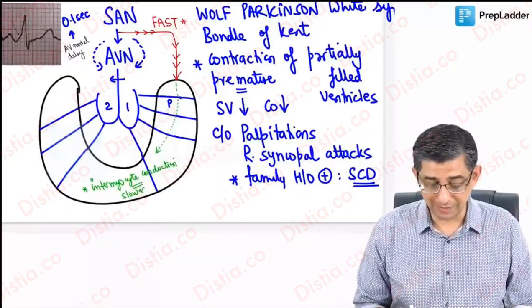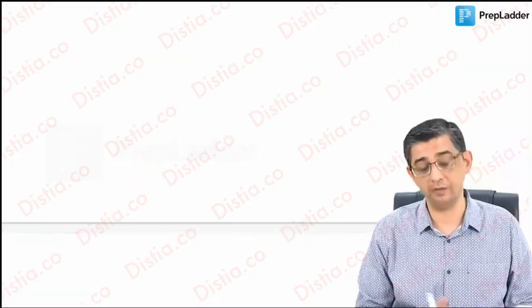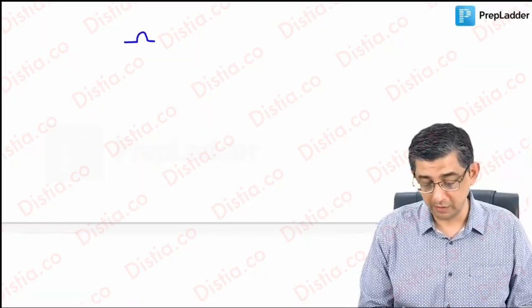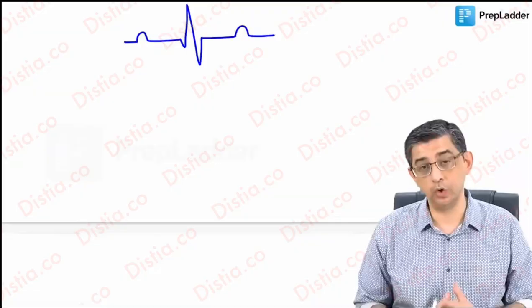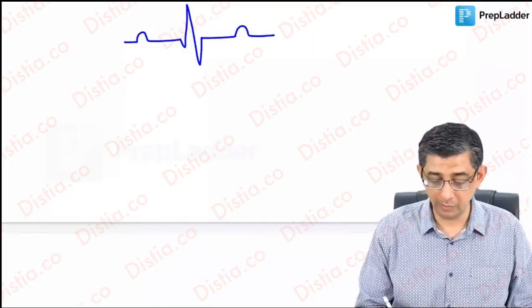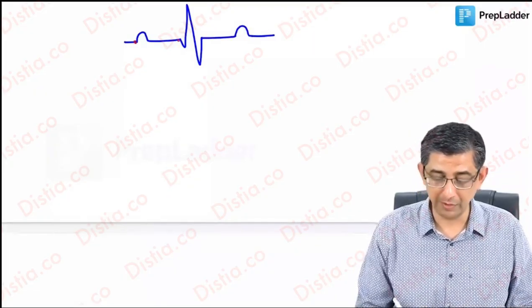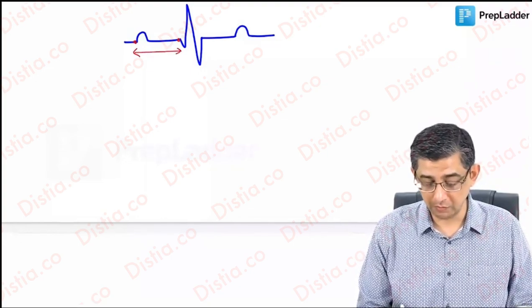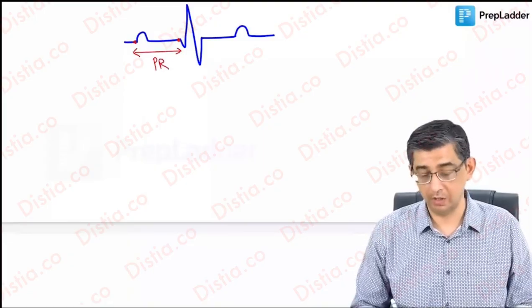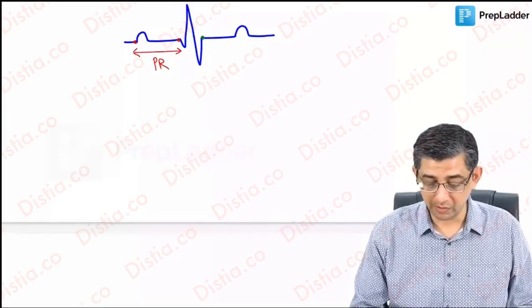So let's just make sense of this from the ECG perspective. What I have highlighted before you at the moment is perfectly normal. I've just tried to make it a little broader than what it normally is for me to be able to explain to you the various intervals and durations. You see, the starting of the P to the starting of the Q wave is called the PR interval.